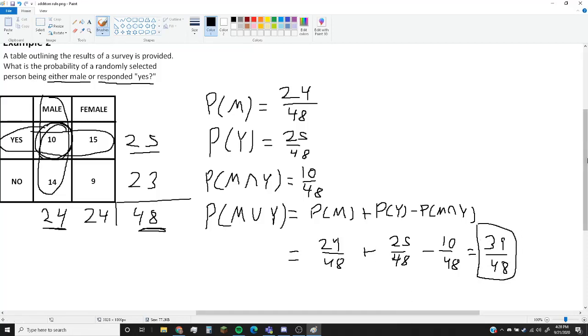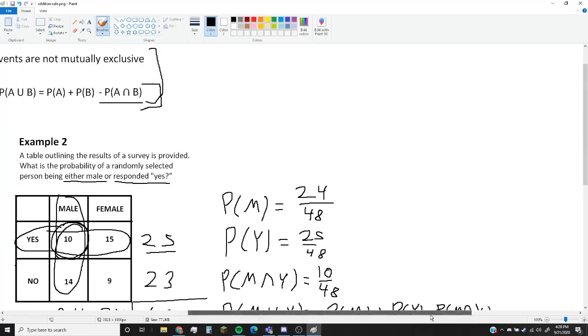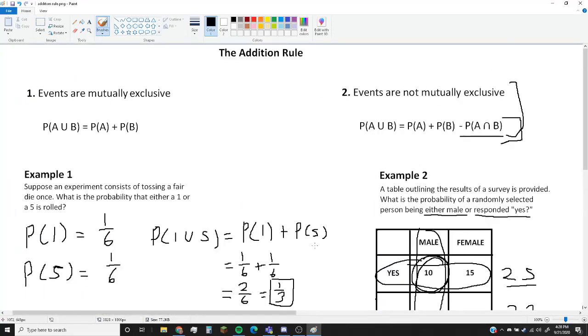And that's about it. So you'll just want to make sure at the beginning of a problem you figure out whether the events are mutually exclusive or not, and that'll kind of tell you which of these formulas to use.